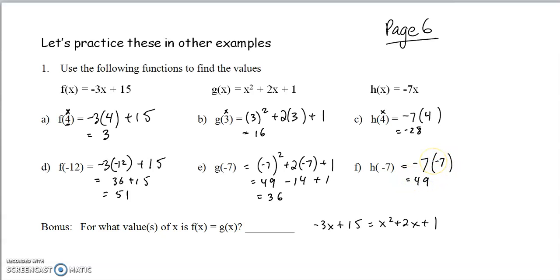And every one of these things refers to an ordered pair because the x is 4 and the y is 3, so this would be talking about the ordered pair 4, 3. This would be 3, 16. And this would be 4 comma -28, etc.